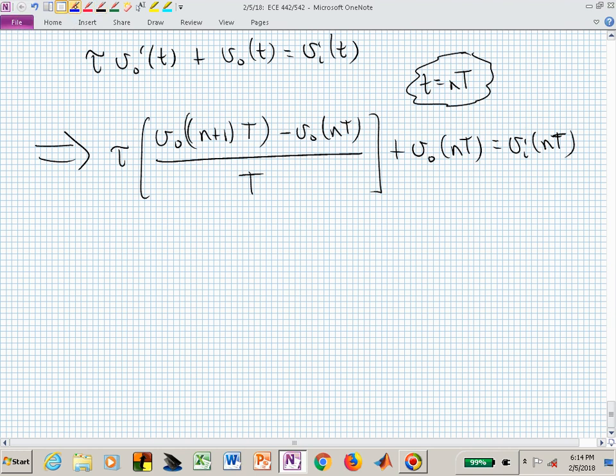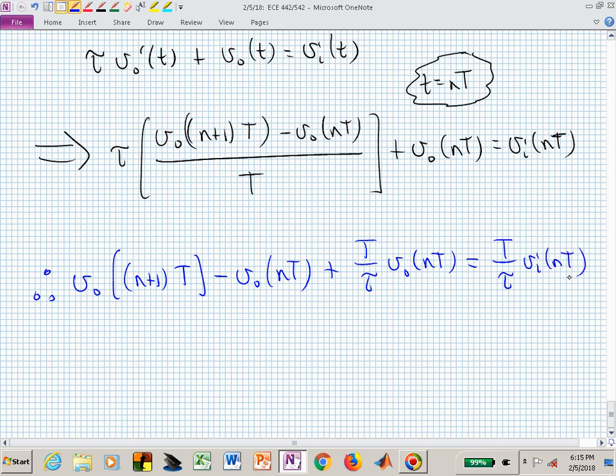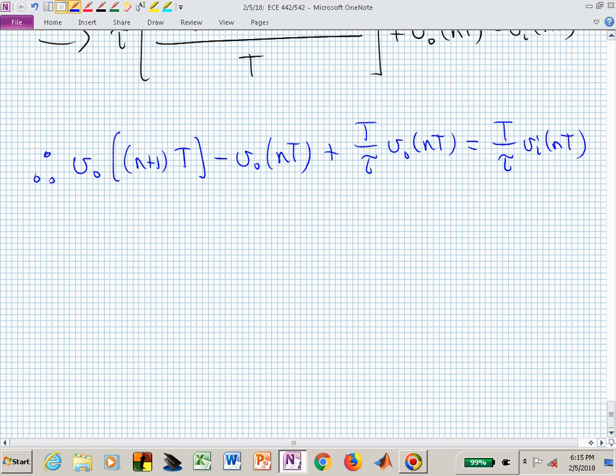And we usually want to solve this for the highest index of V naught. So we can now clean this up by multiplying everything in that expression by capital T divided by tau, and that will give us a coefficient of 1 in front of V naught of n plus 1 T, so that now we have V naught of n plus 1 T minus V naught of nT plus T over tau V naught of nT equaling T over tau V sub I of nT.